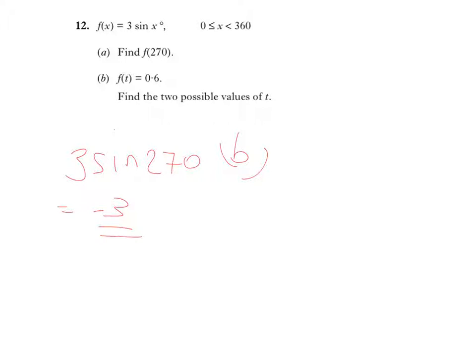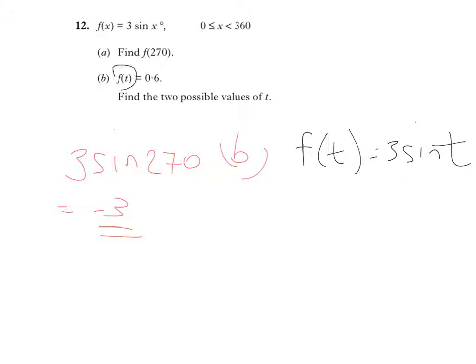Part B, f of t equals 0.6. Find two possible values of t. Well, f of x is 3 sin x. F of t, then, it makes sense, would be 3 sin t. And if the question had said f of a, that would be 3 sin a, f of g, 3 sin g.